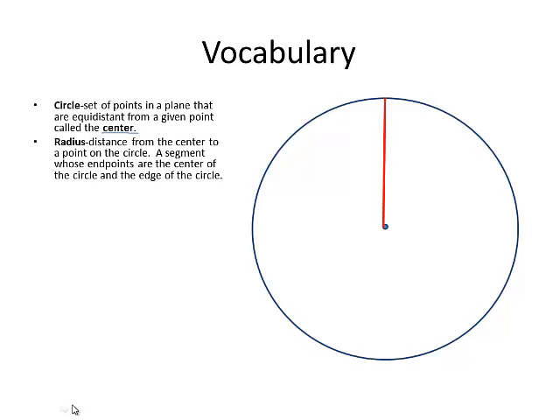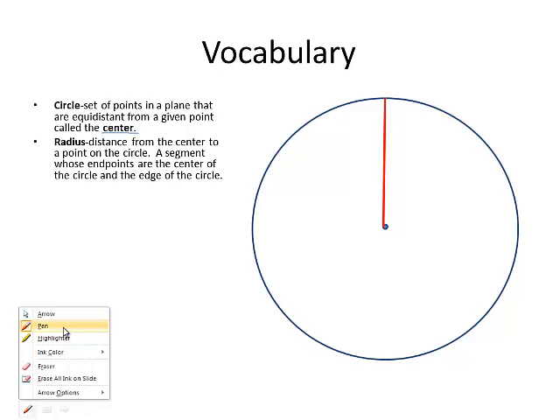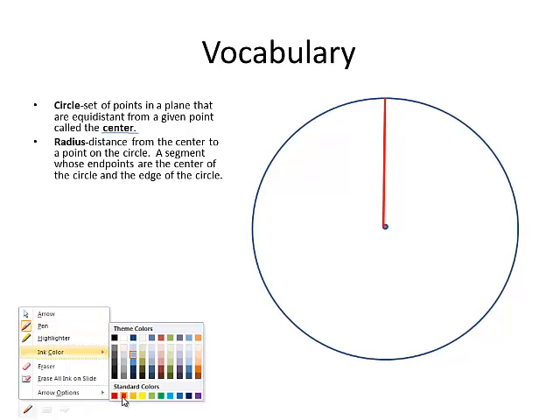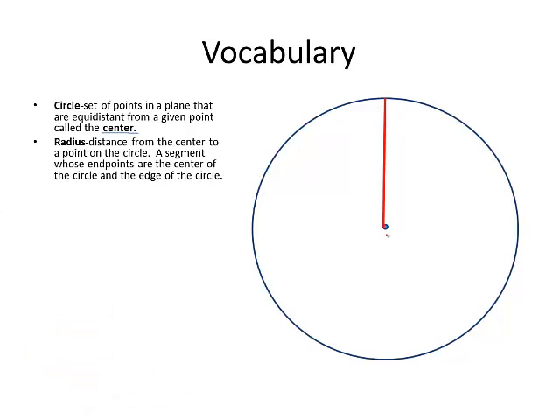The next thing I have to define is something called the radius. The radius is a distance from the center, from the blue, to the point on the circle. So it's an actual line segment, whose endpoints are the center of the circle and the edge of the circle. I color code that with red, so you can see. Two circles, we say they are congruent if they have the same radius.